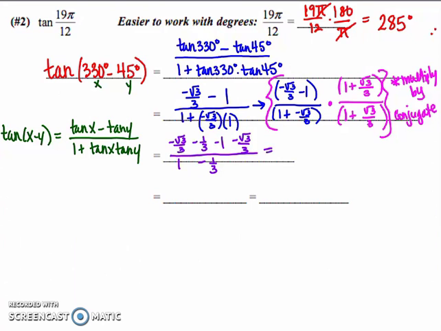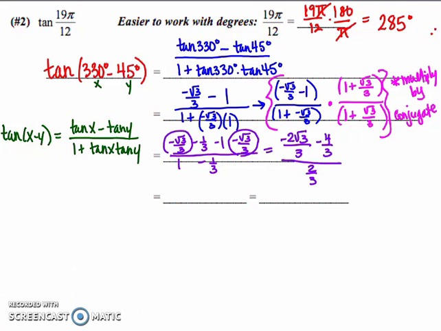All right, so now let's combine like terms here and try to make this look a little bit prettier. In my numerator, I've got negative square root of 3 over 3, and then I've got another negative square root of 3 over 3. So that's going to be negative 2 square roots of 3 over 3. And then negative 1/3 minus 1. If I think of negative 1 as being negative 3/3, that's going to make negative 4/3. And then in my denominator, 1 minus 1/3, that gives me 2/3.